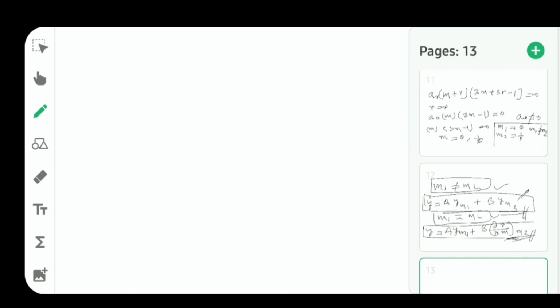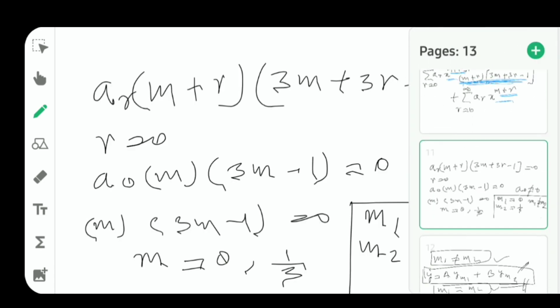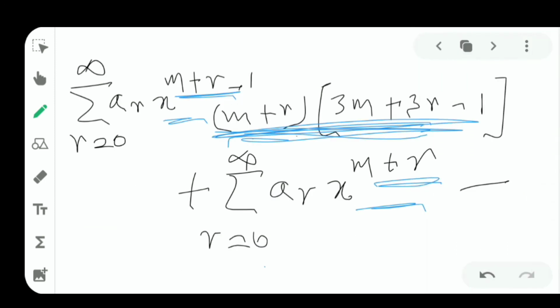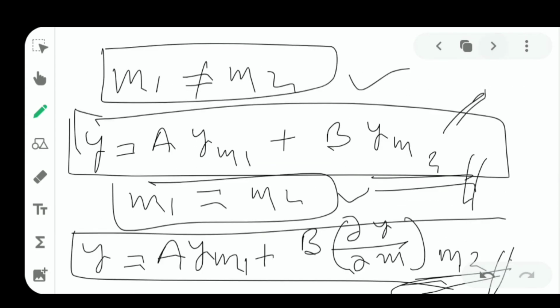Now see, we get m1 is not equal to m2, where m1 is equal to 0 and m2 is equal to 1 by 3, isn't it? m2 is equal to 1 by 3. Now see what we will do here, and here also I forgot to put 0, unfortunately.